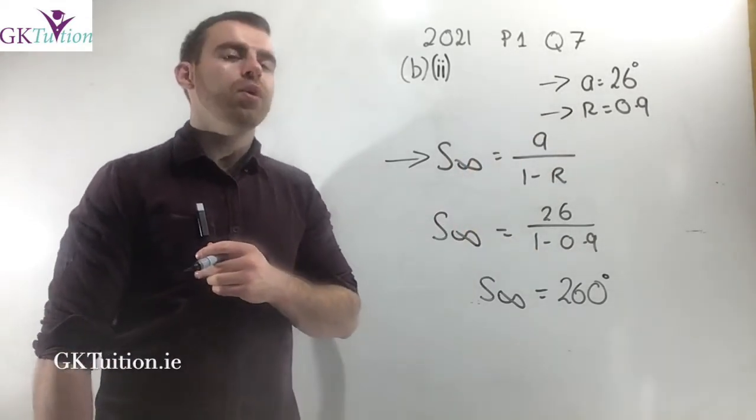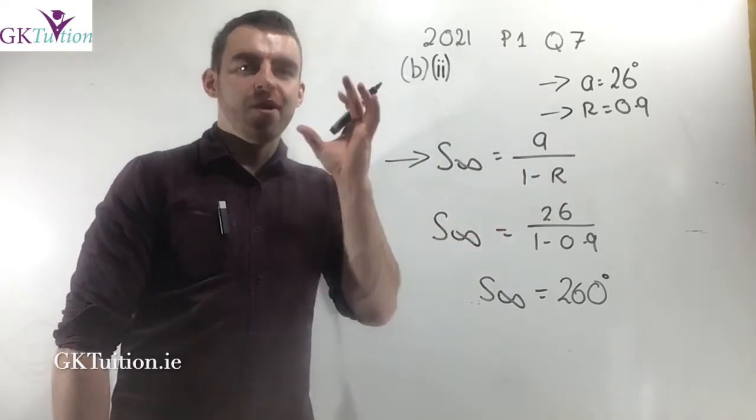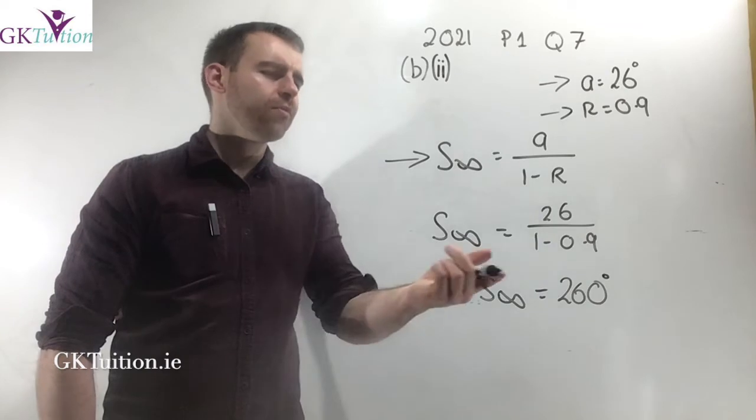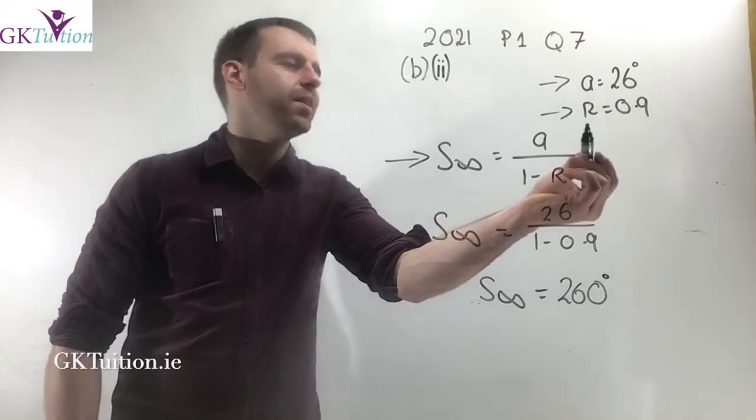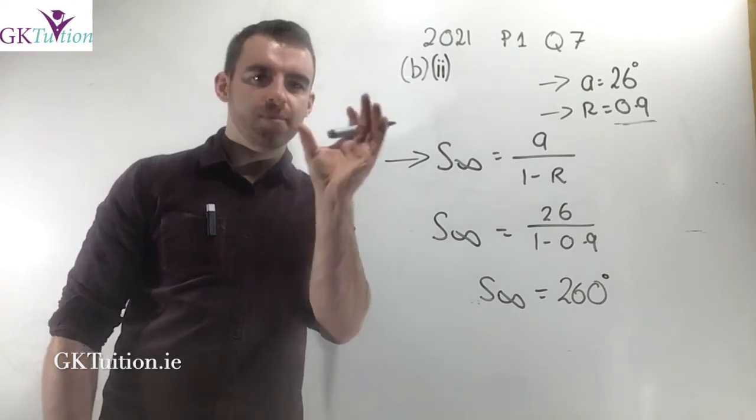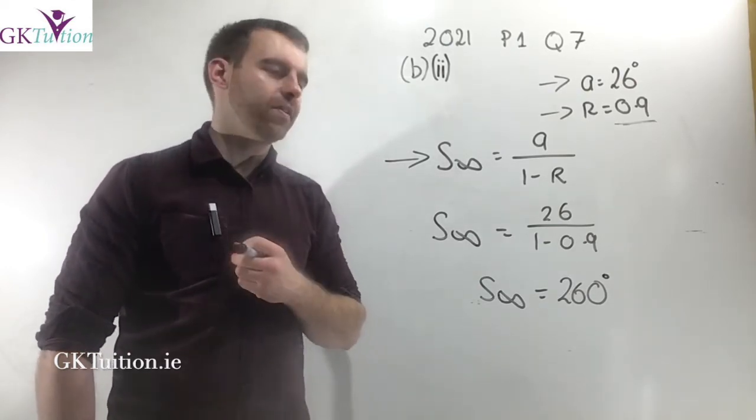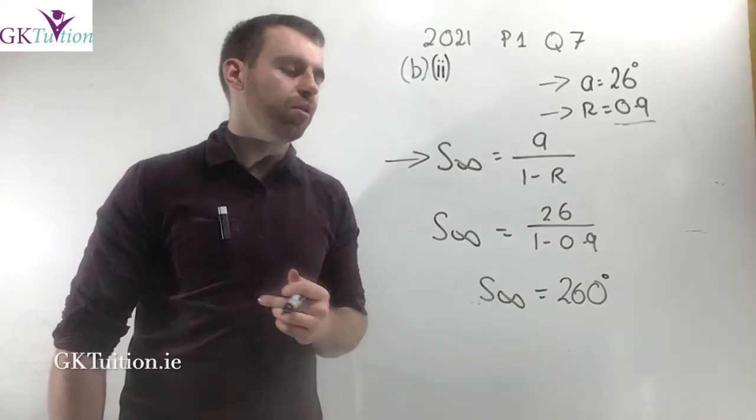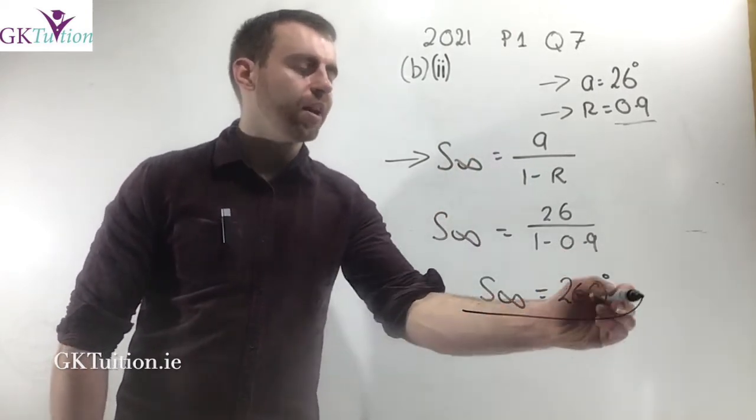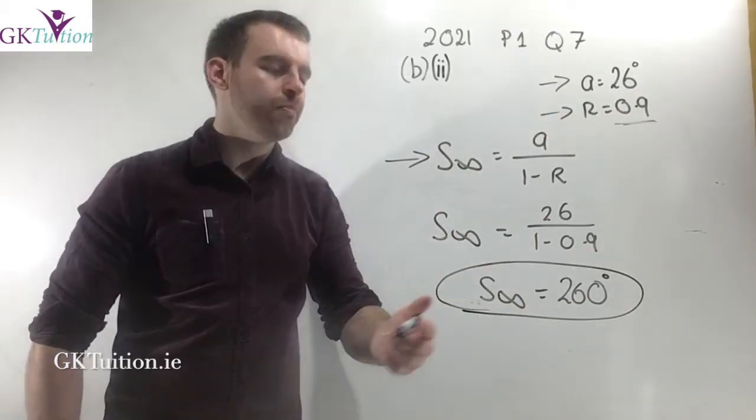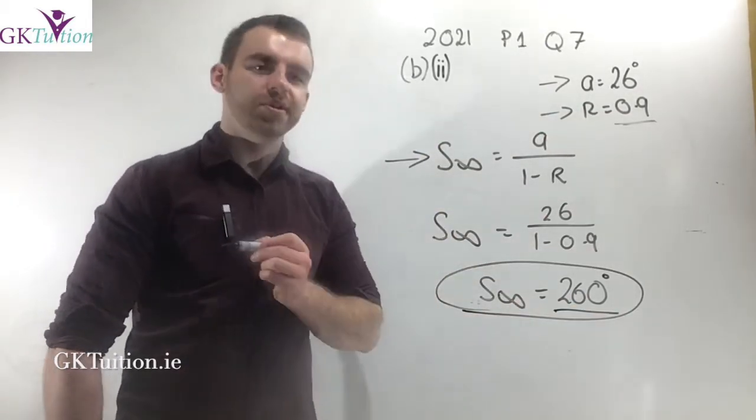And I want to know, if this goes on forever, if I add up all of the angles, what will it add up to? First of all, you definitely are allowed to use S infinity here because your common ratio is less than 1. Remember, if it's between 1 and -1, then you can get S infinity. So all you do, you plug in, it's 26 over 1 minus 0.9, and you work out that if you allow this sequence to go on forever, the angles will add up to 260 degrees.